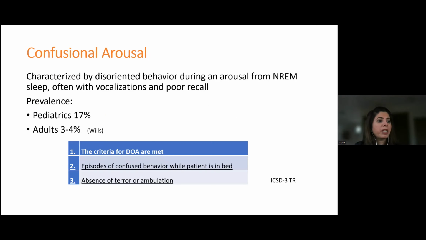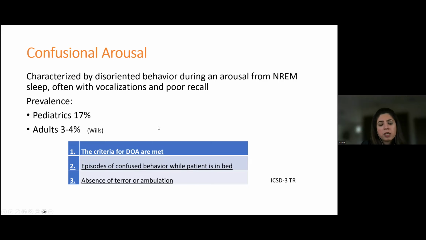Okay, enough about the pathophysiology, and let's talk about the actual behaviors. Confusional arousals are characterized by disoriented behavior and partial awakening during an arousal from a non-REM stage of sleep. Sometimes it is associated with vocalization, and there's no recollection or very poor recollection by the patient themselves. It is much more common in pediatrics, with prevalence up to 17%, and much less common in adults, as people generally outgrow it over time. So what are the diagnostic criteria?